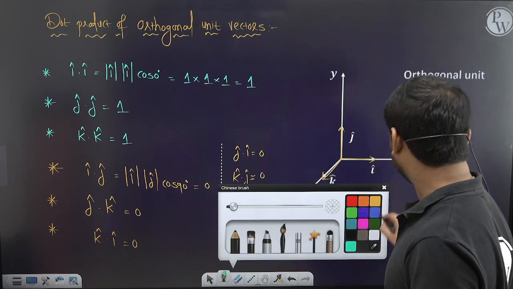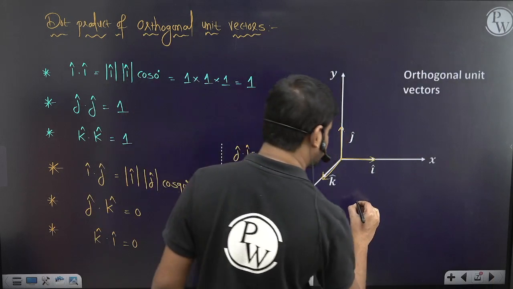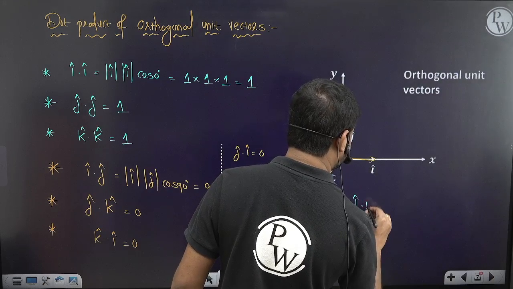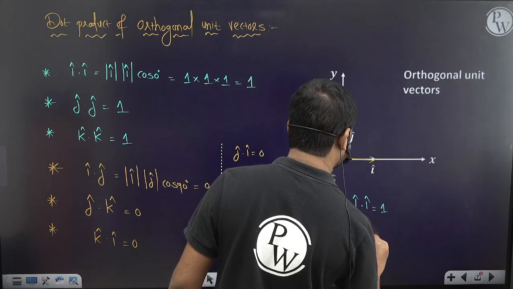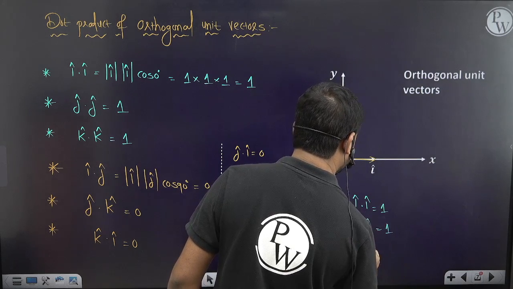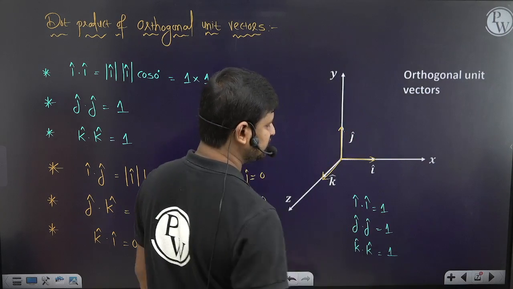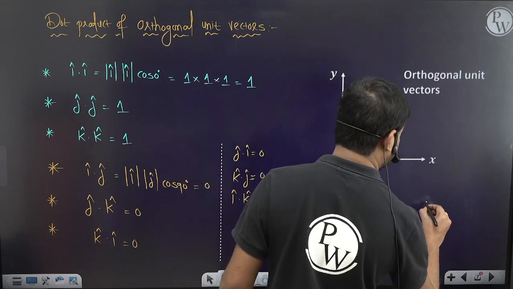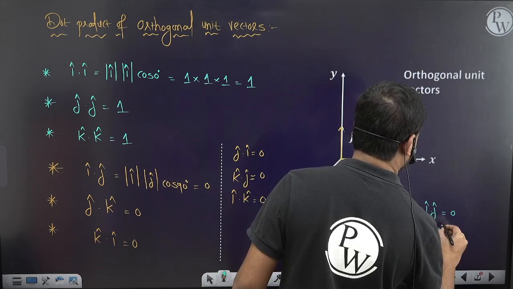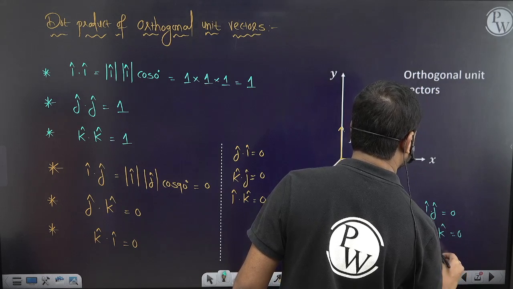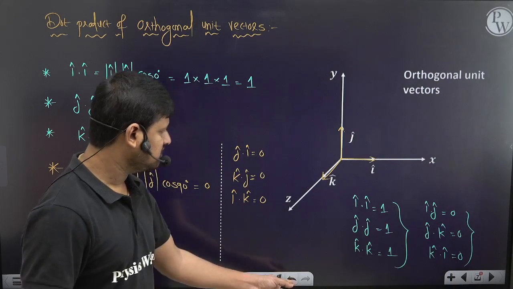Clear? Chalo. So overall, in the dot product you have to remember that i dot i is equal to 1, j dot j is equal to 1, and k dot k is equal to 1, right? Whereas the remaining are 0, like i dot j or j dot i is 0, j dot k is 0, and k dot i is 0. Clear? Understood this part, everyone?